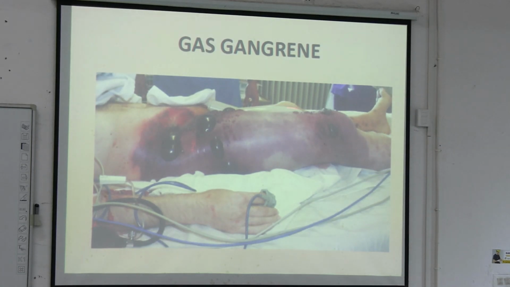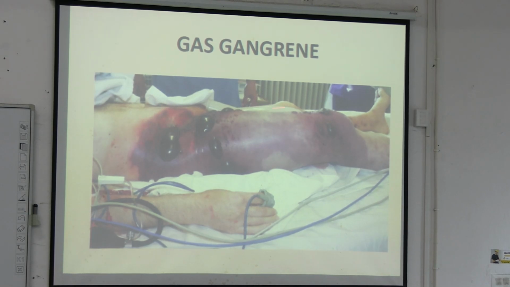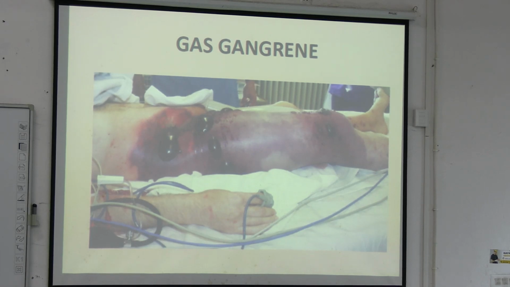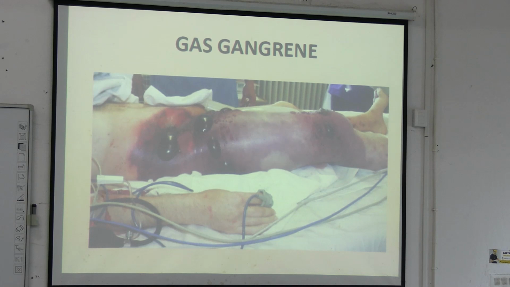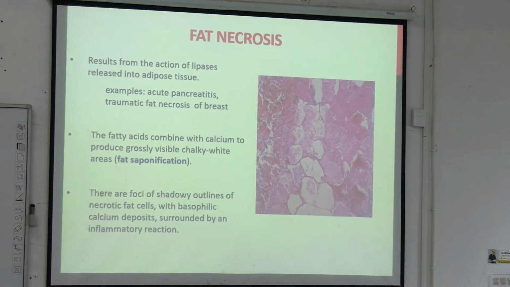And last is gas gangrene. It is seen in case of infection due to Clostridium perfringens. Clostridium perfringens usually causes necrosis of the muscle and subcutaneous tissue, and it forms some kind of gas under the subcutaneous tissue. See, some blebs formation seen in the skin. So this is known as gas gangrene.